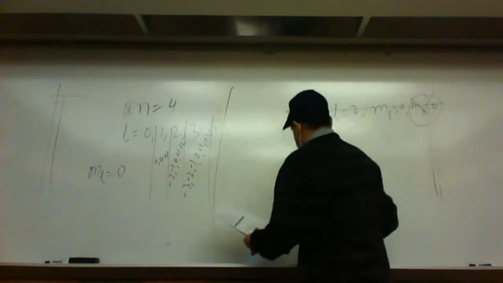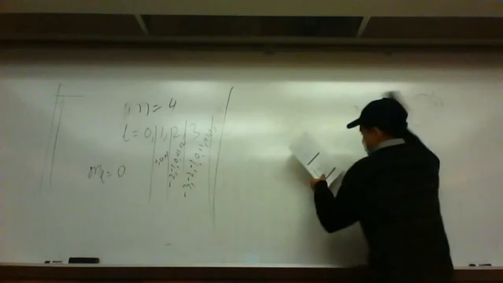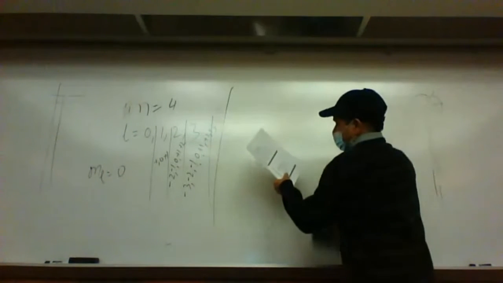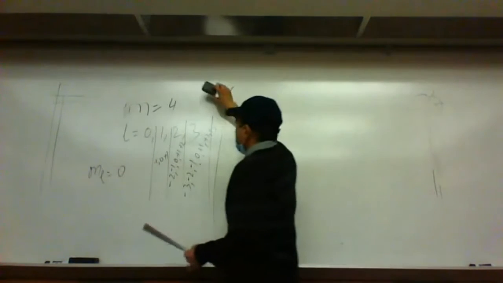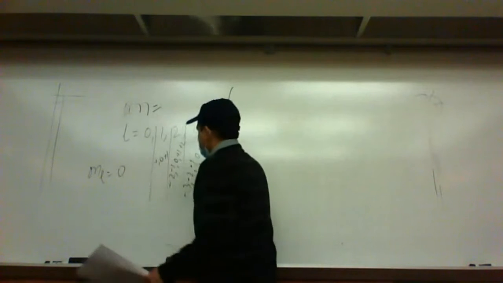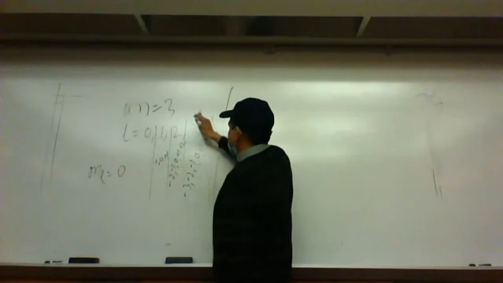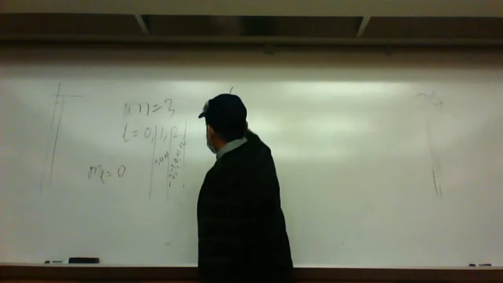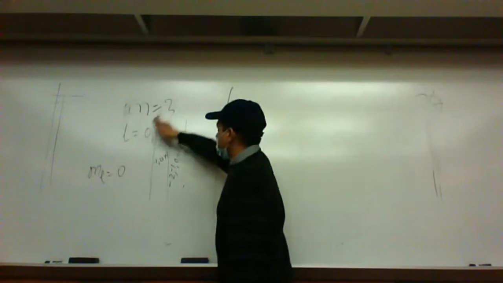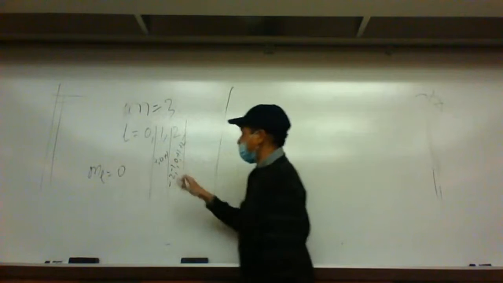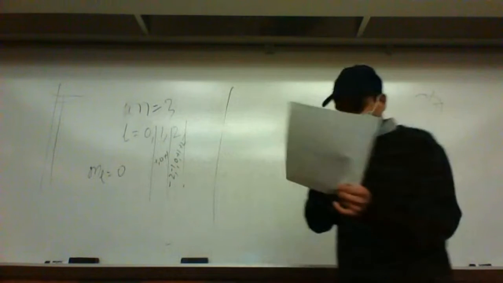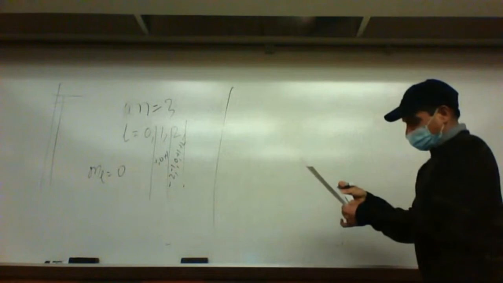Now let's look at B. In number B, we have N is equal to 3. So if N equals 3, I write L equals 0, 1, 2. I cannot go up to 3. So if N equals 3, L is 0, 1, and 2. So ML has this one. Yeah. So now let's look at number B.